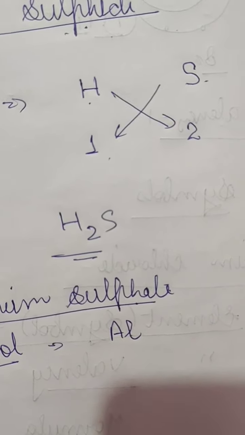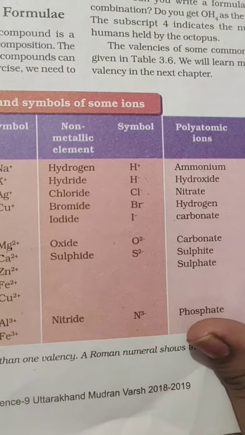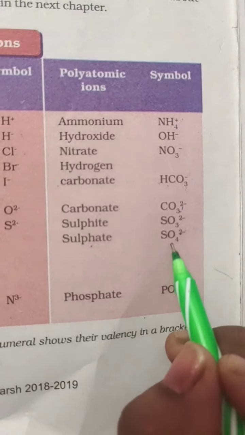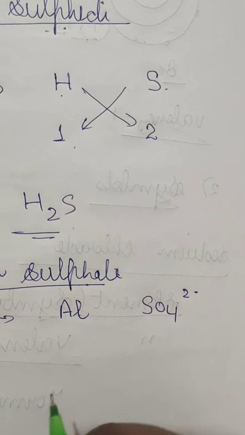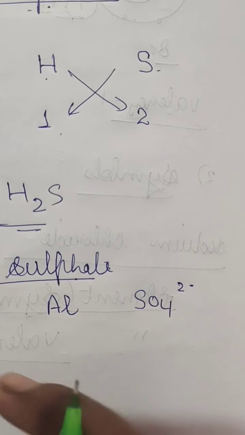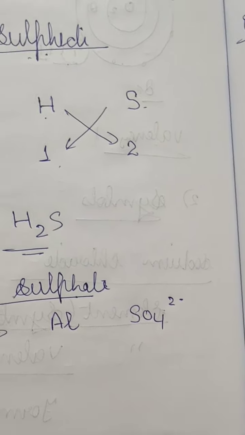Sulfate is a polyatomic ion. So the symbol is SO4. You have to keep this in mind. Sulfate is SO4, and along with that you have to write its charge also. Now the valency of aluminium: you know the valency of aluminium is 3. And the valency of sulfate is very clear, it's 2. So you write 2 here.